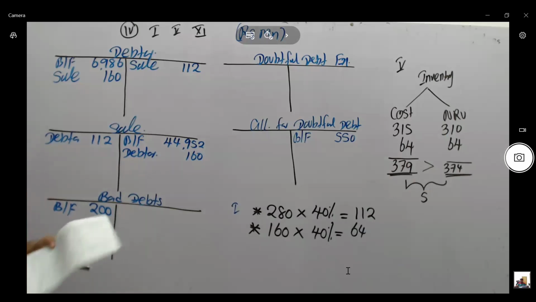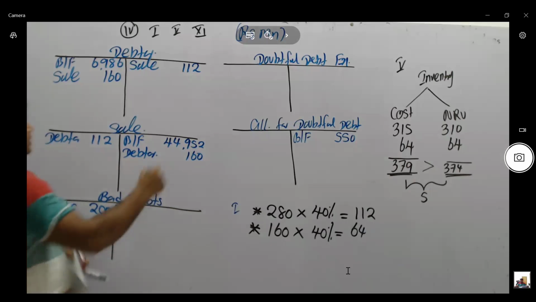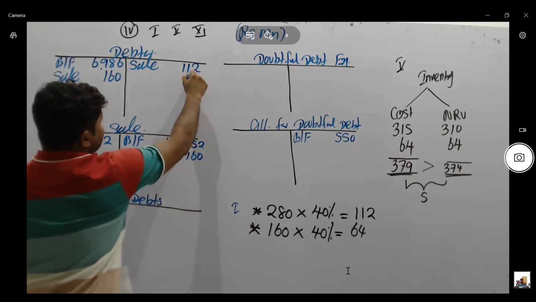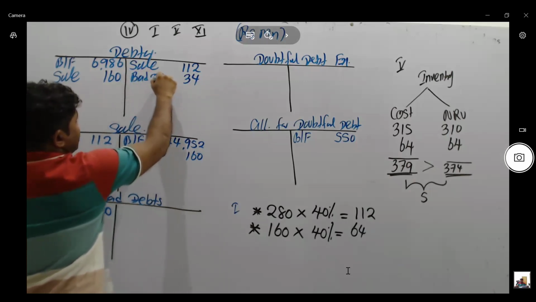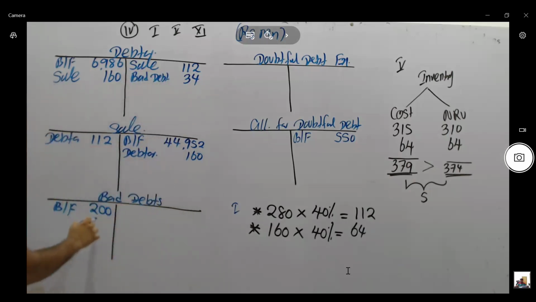Think bad debts 34 million. Effect for debtor: decrease. Debtors account credit as a bad debt, and bad debts account debit 34. Think debtors account credit, bad debts account debit.